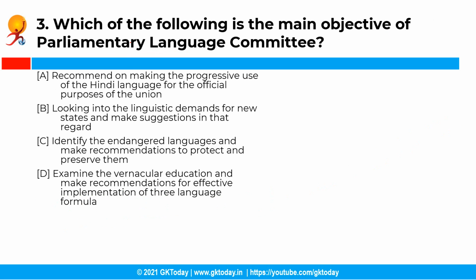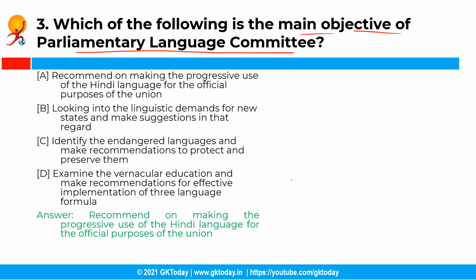Now the next question is, which of the following is the main objective of Parliamentary Language Committee? So you have the following options and the correct answer is option A, that is to recommend on making the progressive use of the Hindi language for the official purposes of the Union. See, according to Article 344, initially at 5 years of commencement of the Constitution and thereafter every 10 years, the President will constitute Parliamentary Language Committee to recommend on making the progressive use of the Hindi language for the official purposes of the Union.